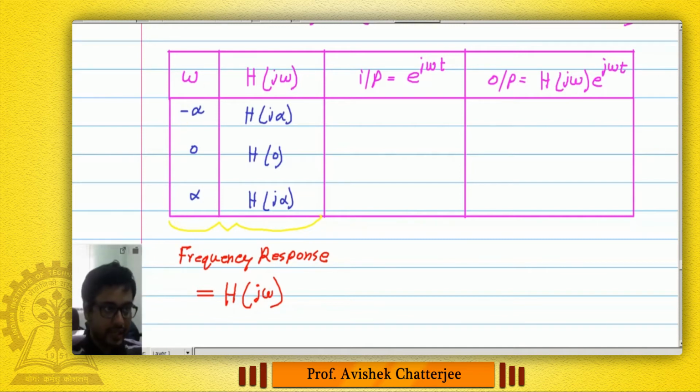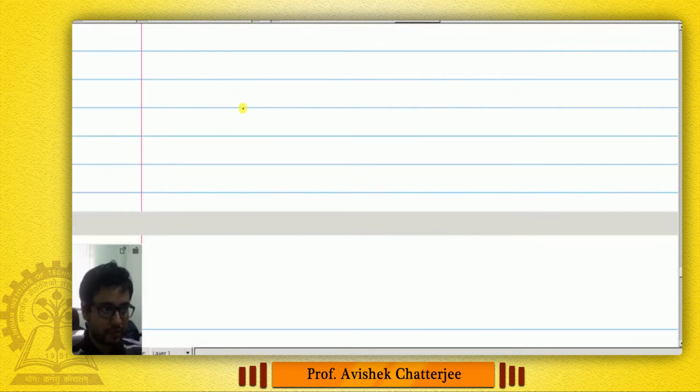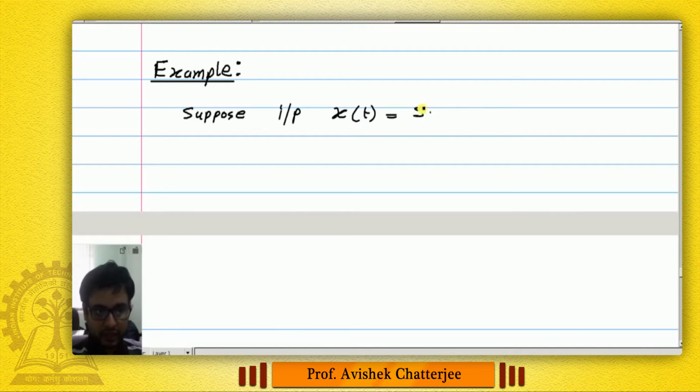Okay, let me take an example. Suppose the input is x t equal to a sine omega naught t for some values of a and omega naught. What will be the output?